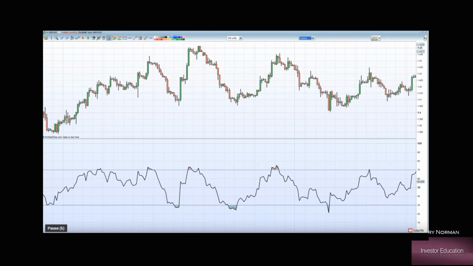So now we're going to take a look at the main oscillators and indicators and how we can combine them and interpret them together to come up with a trading decision.